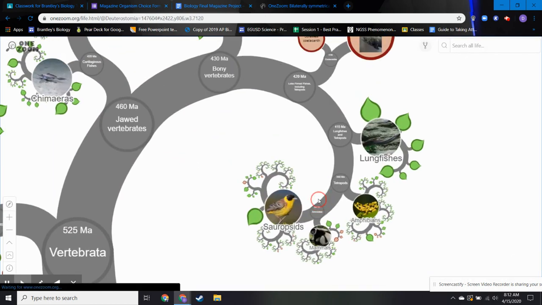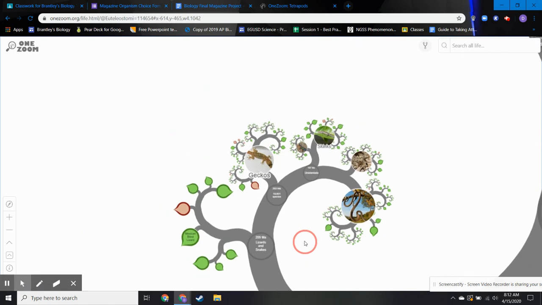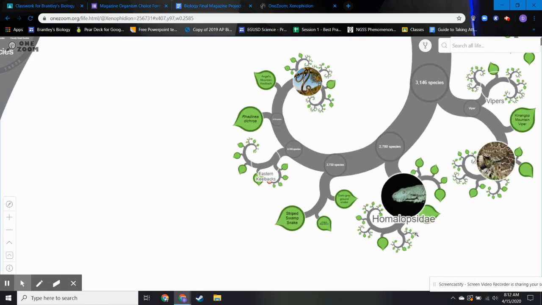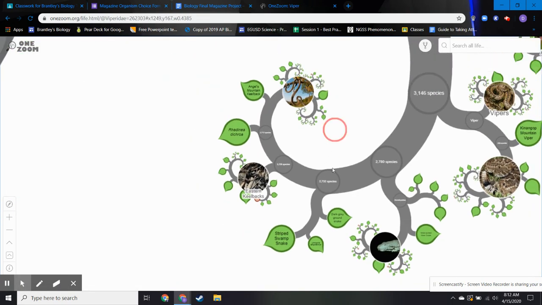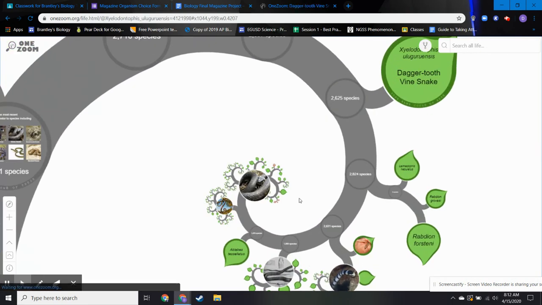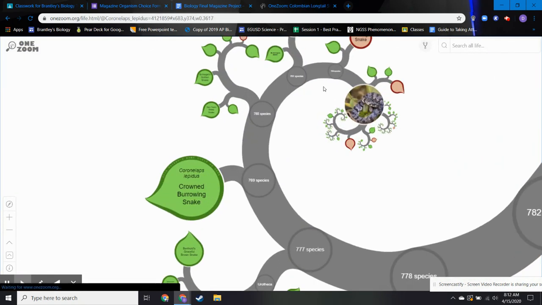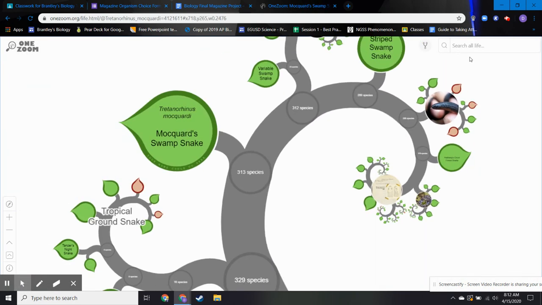And then there's also a third color of leaf that you will see, and I'm going to see if I can find one for you quickly. Of course, now that I want it, I can't find it, but it is gray, and so that is going to be an extinct organism. So I don't want you to do any extinct organisms. And I also don't want you to do humans. Okay, so humans are on this tree.